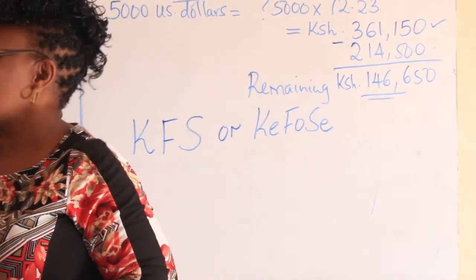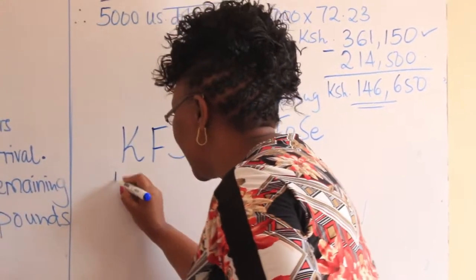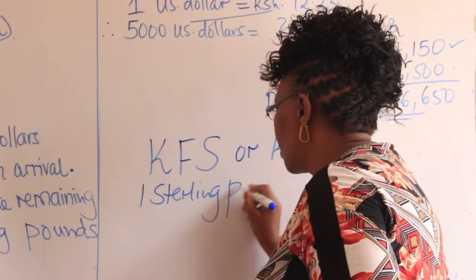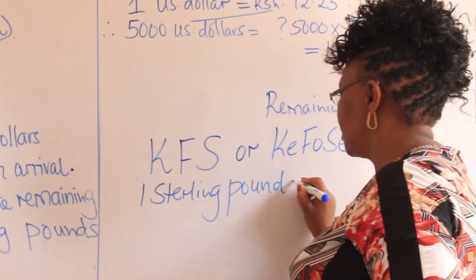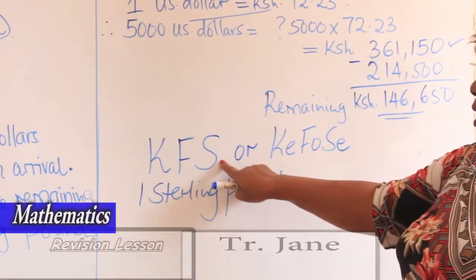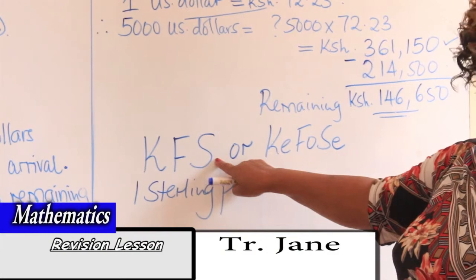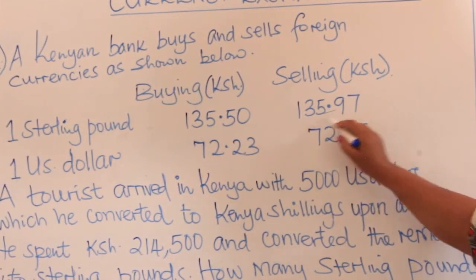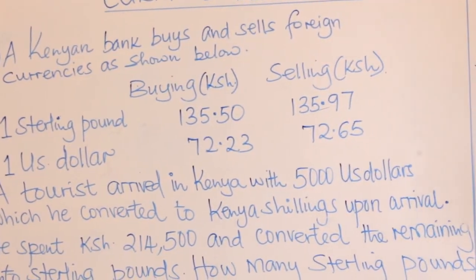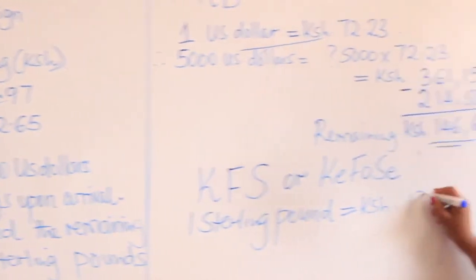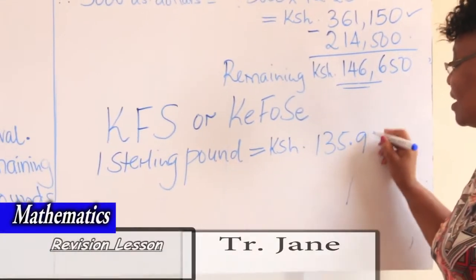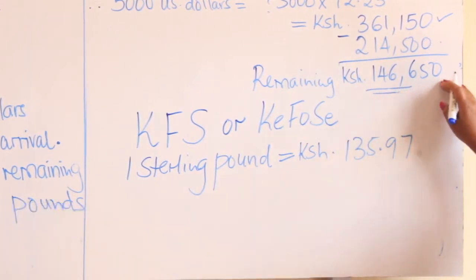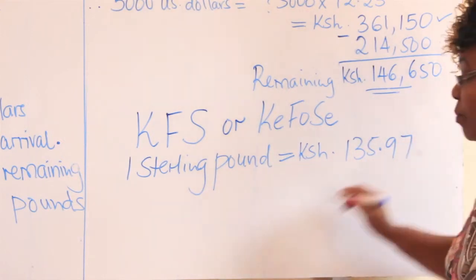We go to a sterling pound. 1 sterling pound, the bank sells it at what? You go to the selling column. KFS, selling column. The bank sells it at 135.97. Now, what about 146,650 Kenya shillings? The equivalent to how many sterling pounds?